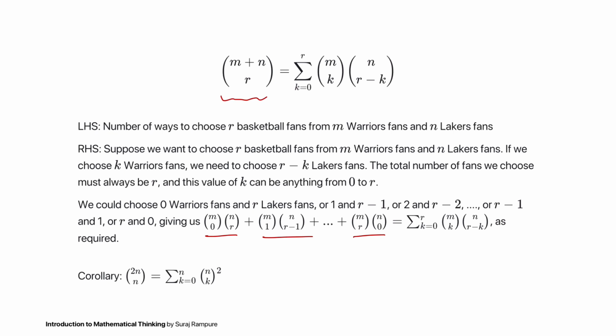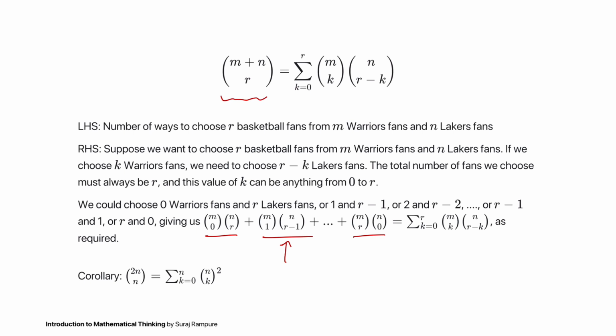So on the left-hand side, it's more general. It's just saying we have m plus n people in total. How many ways can we choose r? On the right-hand side, it's breaking it down into cases. We'll choose 0 and r, or 1 and r minus 1, and so on. And we multiply in each of these cases because, for example, if we choose 1 Warriors fan, in that same situation, we also have to choose r minus 1 Lakers fans. So we multiply within the cases, but together we add them all. Is that clear?